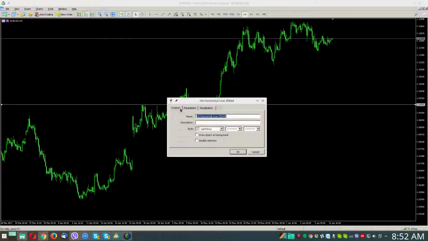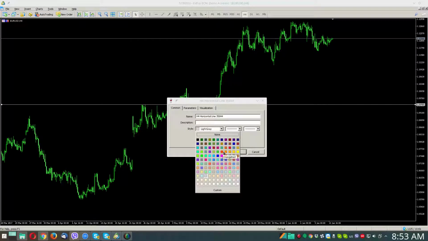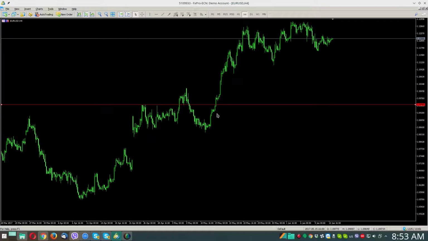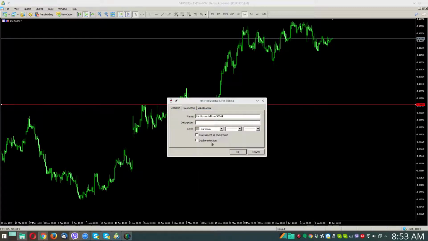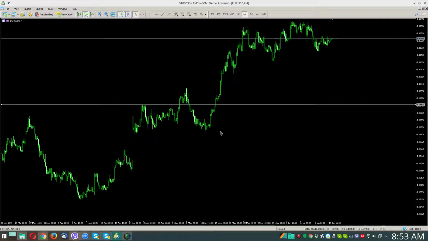By right clicking properties, we can go to the common tab and select light gray. I already have that, and I highly recommend that you use a very neutral color, because we will have a lot of horizontal lines on the chart, and we don't want to be distracted by colors. For example, if it was red, this gives a lot of attention to this line, and when we get more lines on the chart, this will result in a very cluttered chart, and we don't want that. So right click properties and select light gray, or something that is more neutral to your eyes.